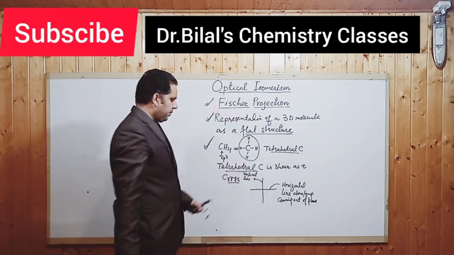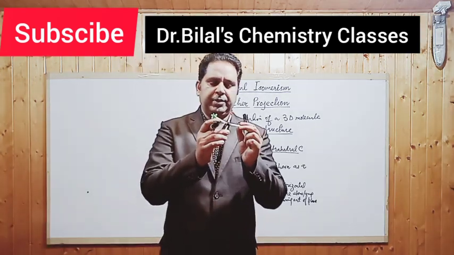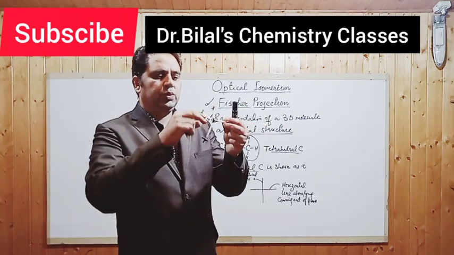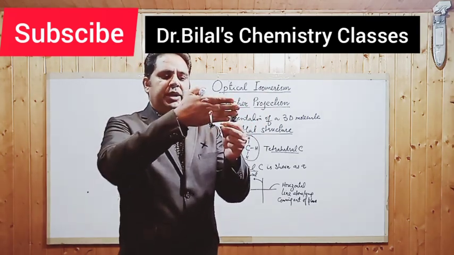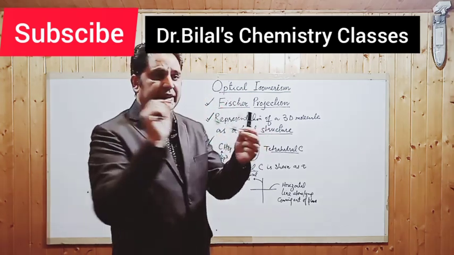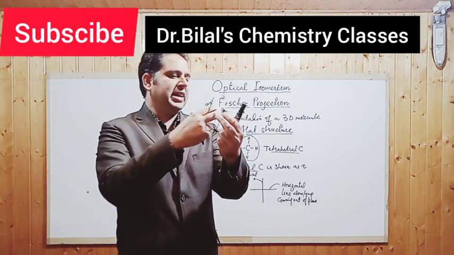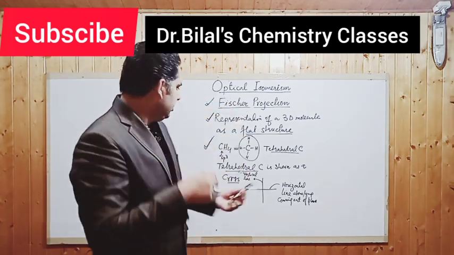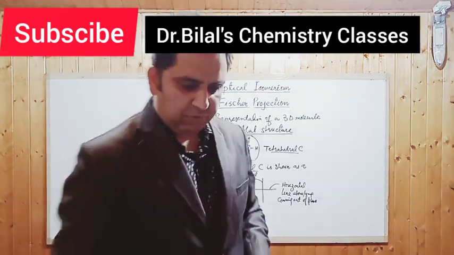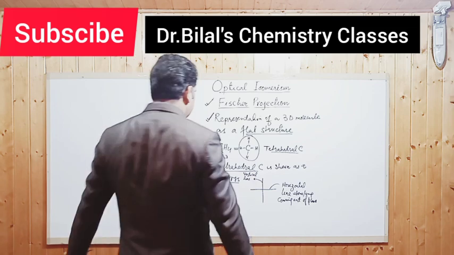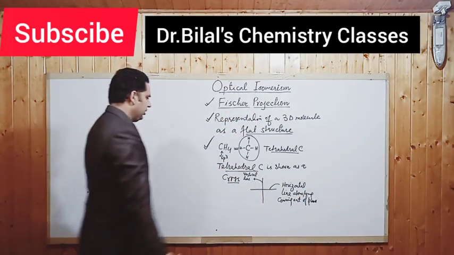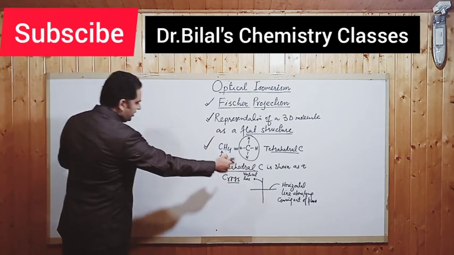So it means we have four groups in this 3D structure. Those two groups which are coming out are shown on the horizontal line, and those which are getting in are shown on the vertical line. Okay, so we can show this as a wedge dash structure also. How can we show it? Then that will be very easy.